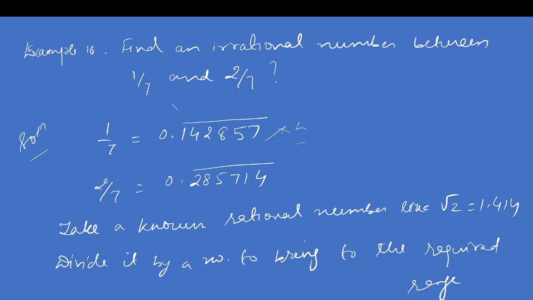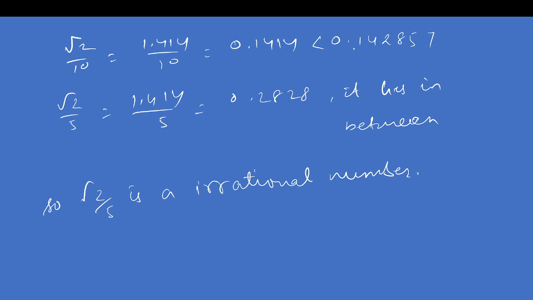Now take a known irrational number like root 2, which is 1.414. Divide it by a number to bring it to the required range. So we need to find a number between these two, 0.14 and 0.28. We know root 2 is 1.4, so if we divide by 10, it will come to 0.14. So this is less than this. And if we divide it by 5, we'll get 0.28.